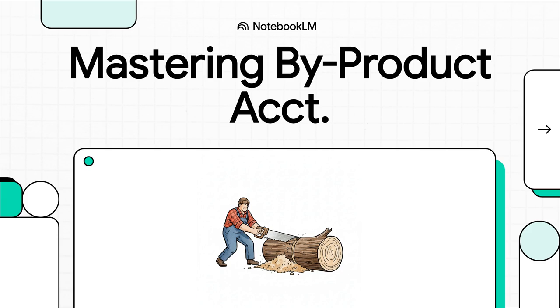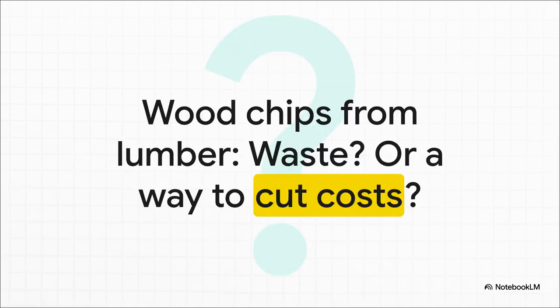Let's do this. So picture this. A big sawmill is churning out beautiful high-grade lumber. That's the main goal, right? But what about all the leftover stuff? The wood chips, the sawdust? Is that just waste? Or could it actually be a hidden gem that makes the expensive lumber cheaper to produce? That's the exact puzzle we're solving today.